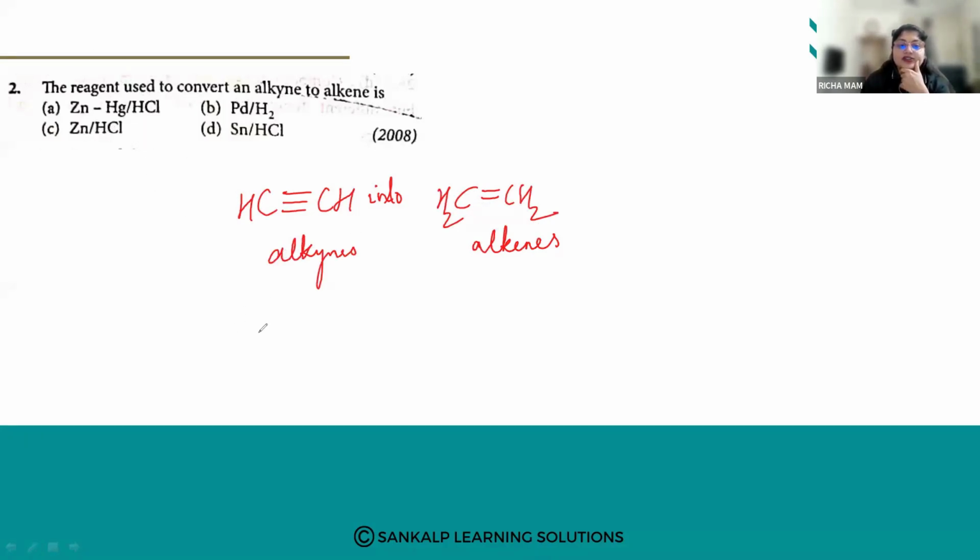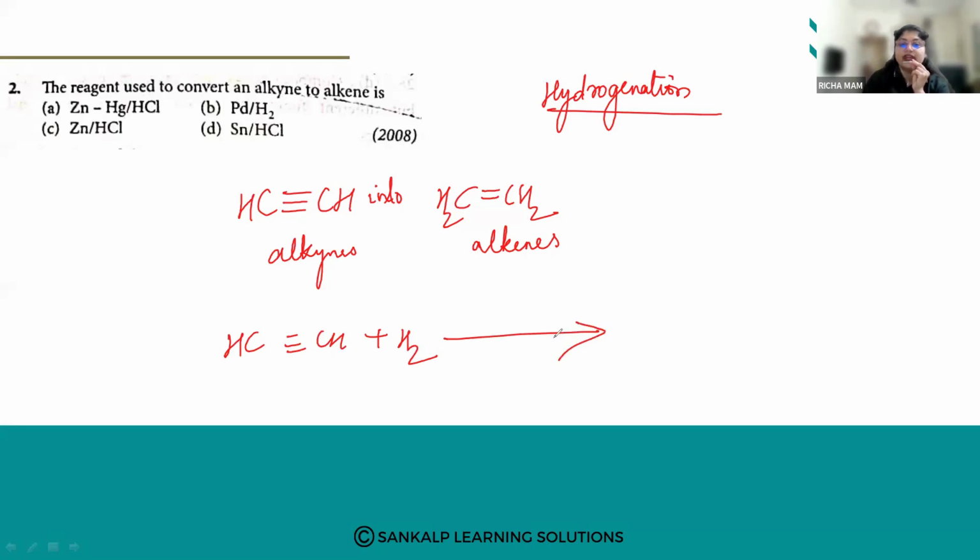So alkynes. If you do hydrogenation, hydrogenation means what? Addition of hydrogen. So when we are doing addition of hydrogen, we can use nickel, palladium, or platinum. These are the best hydrogenating agents, the different catalysts which we can use.